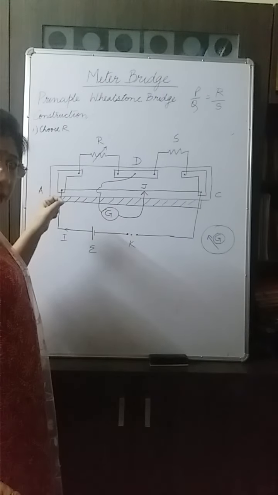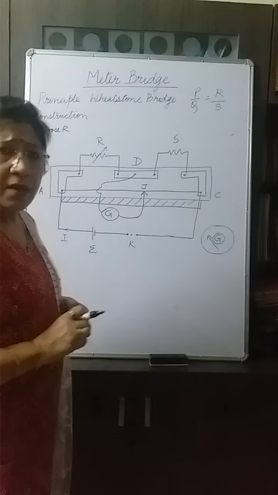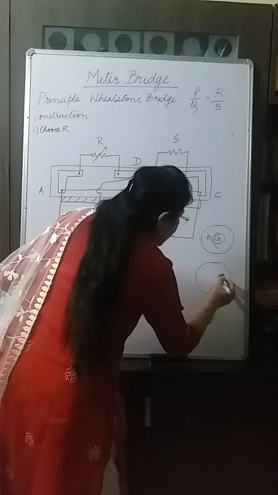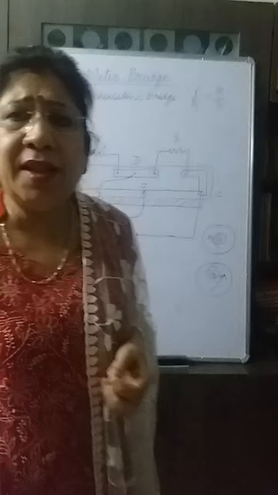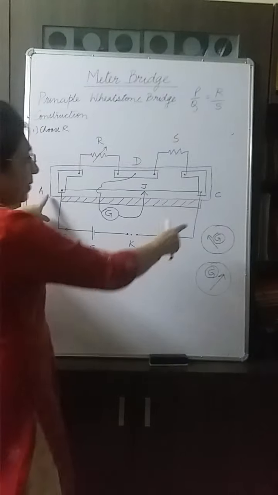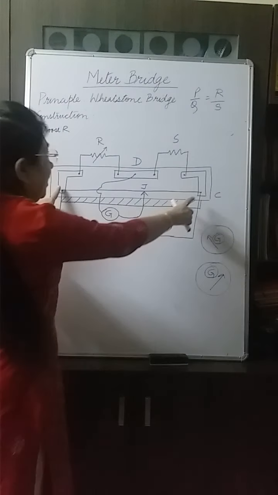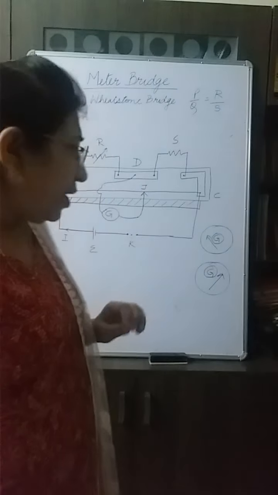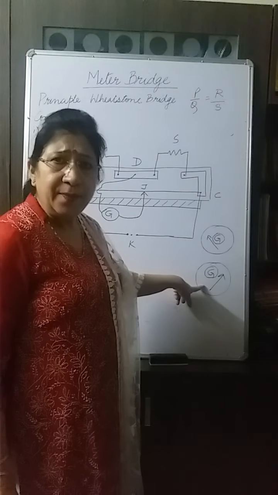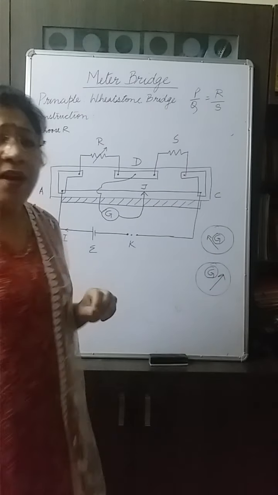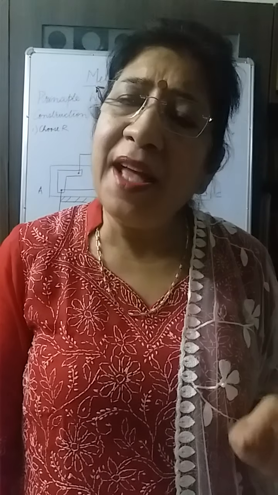Then we will pick up the jockey and take it to C. When we place the jockey on C, if the deflection is on the opposite side, then the circuit is absolutely correct. Since on the two extreme ends of the wire, this is the wire AC, the deflection is showing as left side and right hand side. So this means somewhere on the wire there must be a point where the deflection will be 0. We have to find that point.